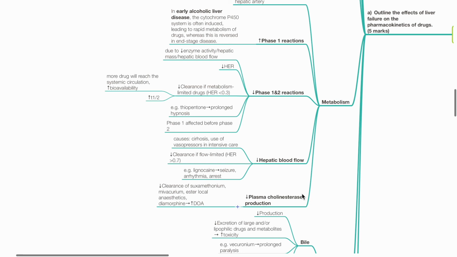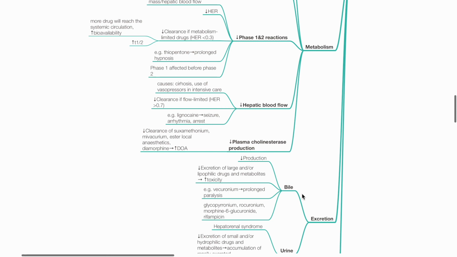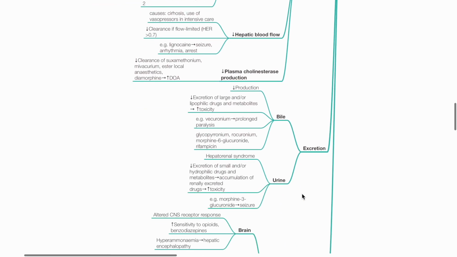Reduced hepatic blood flow may be caused by cirrhosis or use of vasopressors in intensive care. This causes reduced drug clearance if the drug is flow limited with a HER of more than 0.7. Examples include lidocaine. Reduced plasma cholinesterase production may occur, resulting in reduced clearance of succinylcholine, mivacurium, ester local anesthetics, and diamorphine.